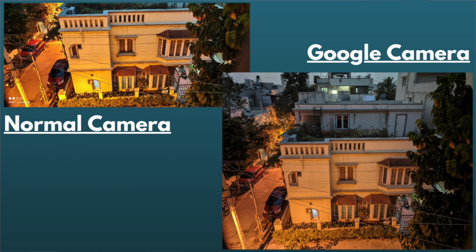What I have felt is that in night mode of the Gcam, the colors tend to be a little bit on the orange side. Colors on the normal camera in the night mode tend to look a little bit on the yellowish side. So this is what it is with respect to the night mode on the Gcam and the normal camera.